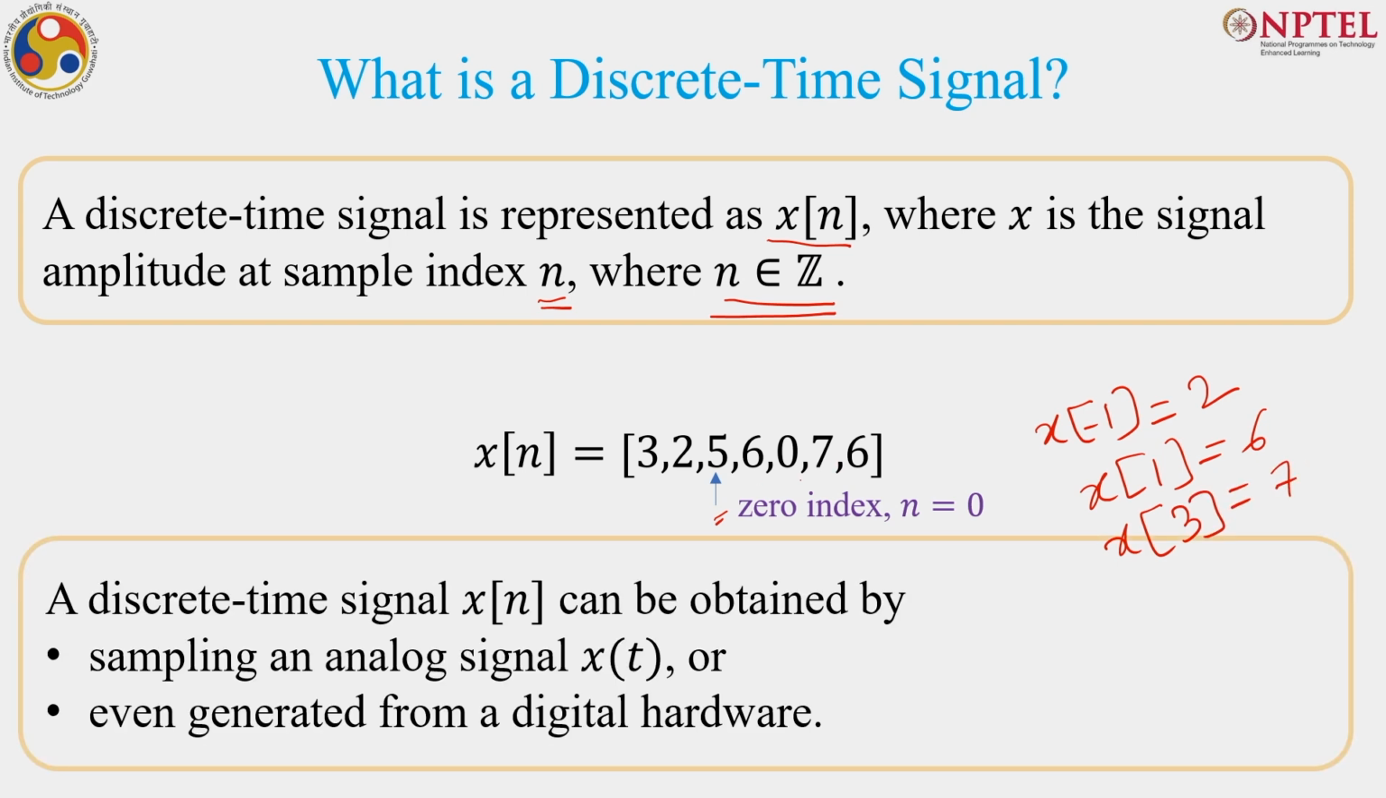Now, how do we obtain this discrete time signal? Technically there are two ways. First is by sampling an analog signal, which I have discussed, and the second is you can directly generate the signal by hard coding or using some formula in some digital hardware like a computer. For example, this digital signal is not sampled from any analog signal; I have directly hard coded it for illustration purposes.